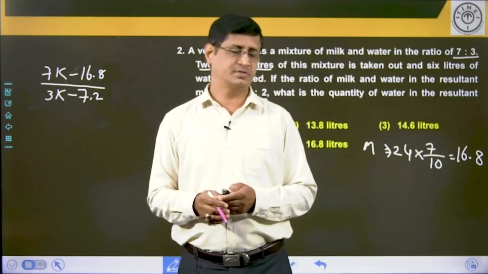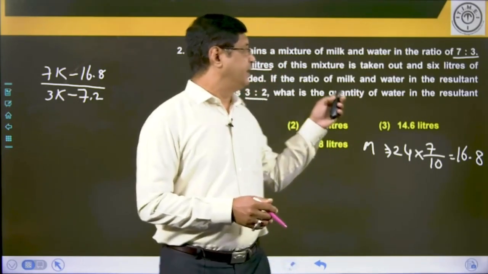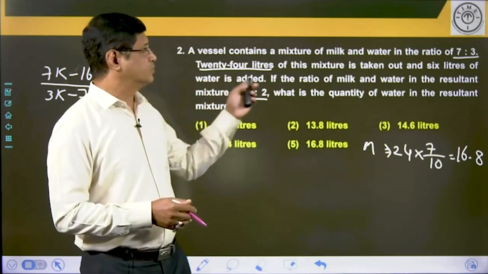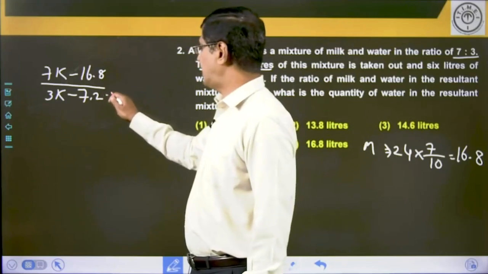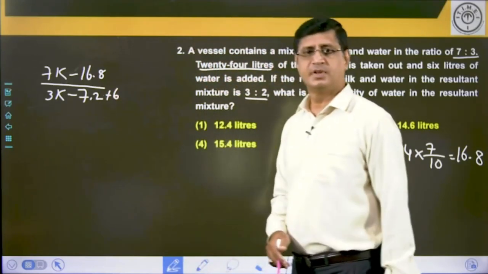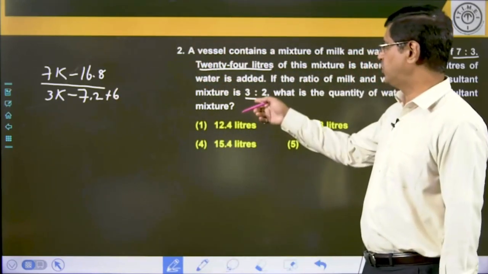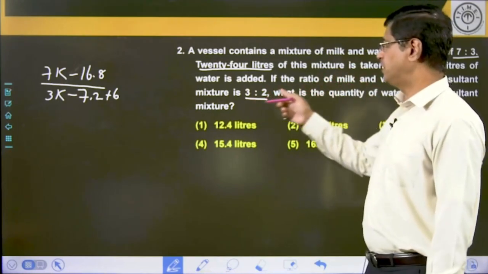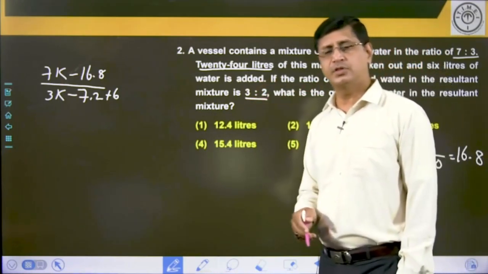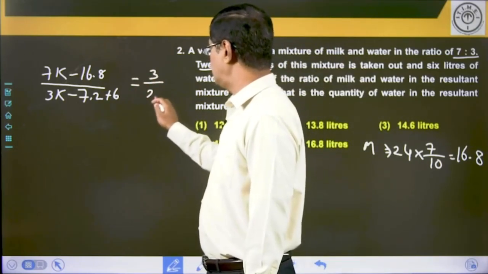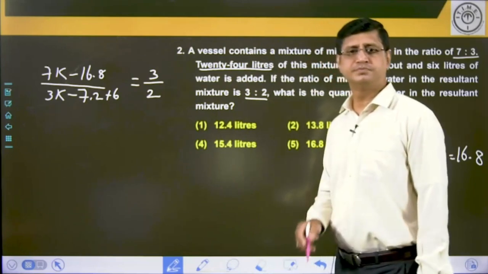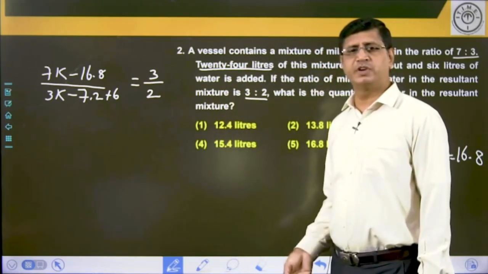So 16.8 liters of milk and 7.2 liters of water are present in that 24 liters. Then what happened here? Now water is added. How much water is added? 6 liters of water is added. Just add 6 liters. Now it is equal to the given ratio. What is the ratio? The ratio of the milk and water now is 3:2. Just equate it to 3:2. By doing cross multiplication, we get the K value.